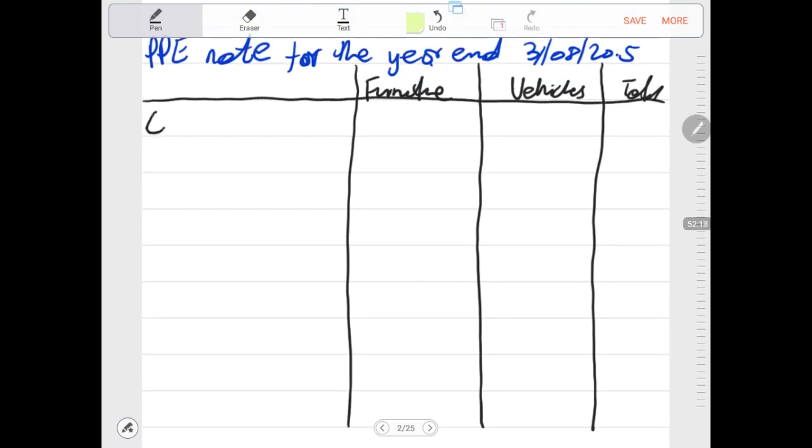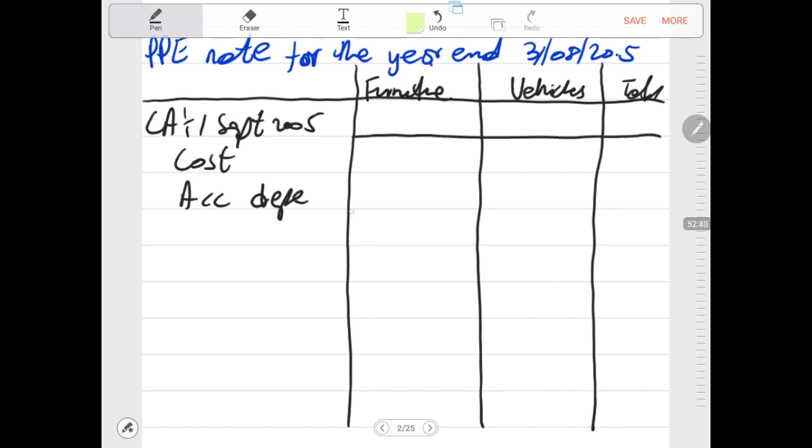We have here carrying amount on the 1st of September 2005. We record the cost at the beginning of the year and accumulated depreciation at the beginning of the year, and we draw a line here and we draw a line here. Then we have a line here that says movements. Sometimes you don't have to do this movements during the year.